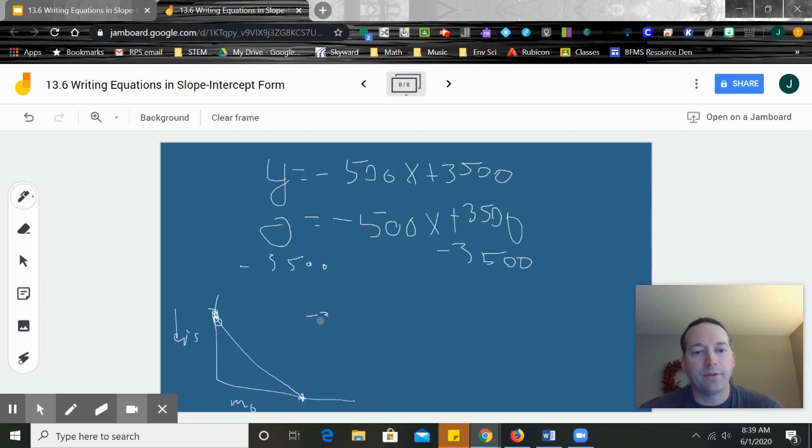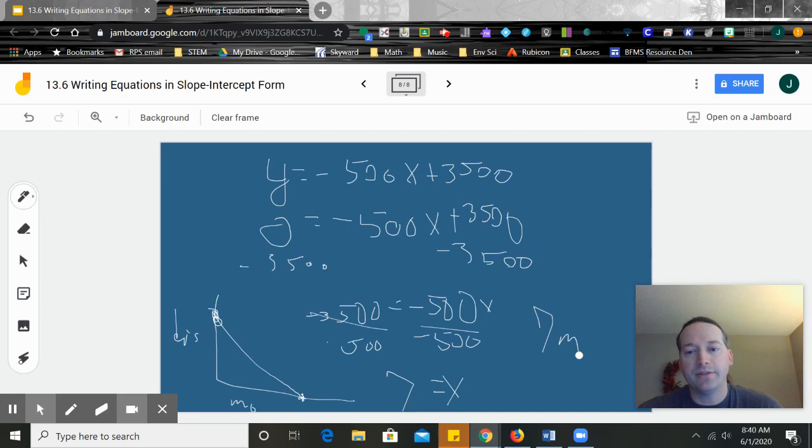So we get negative 3,500 equals negative 500x. Go through, divide both sides by negative 500. X equals 7. So it'll take 7 months to dig the tunnel.